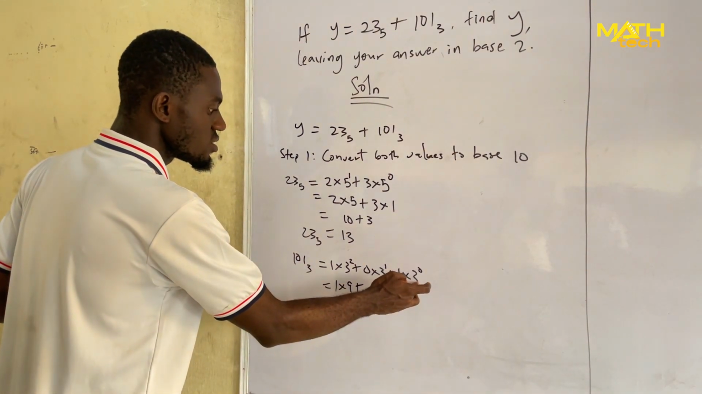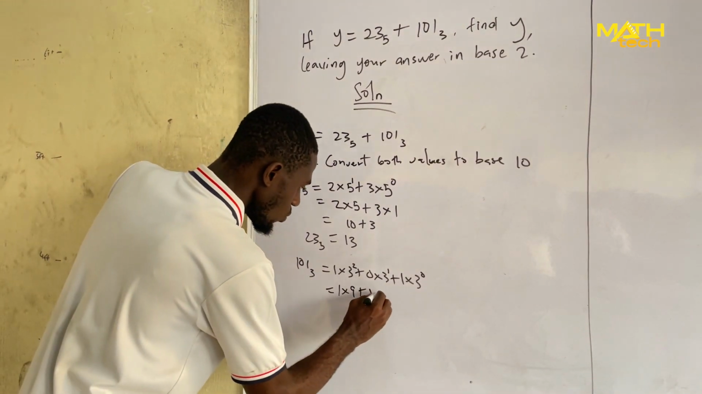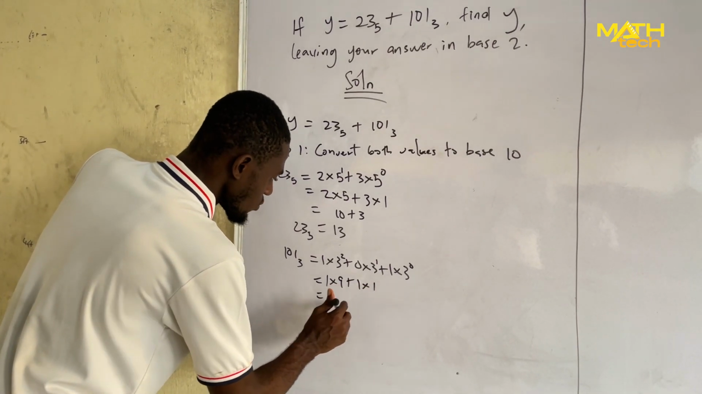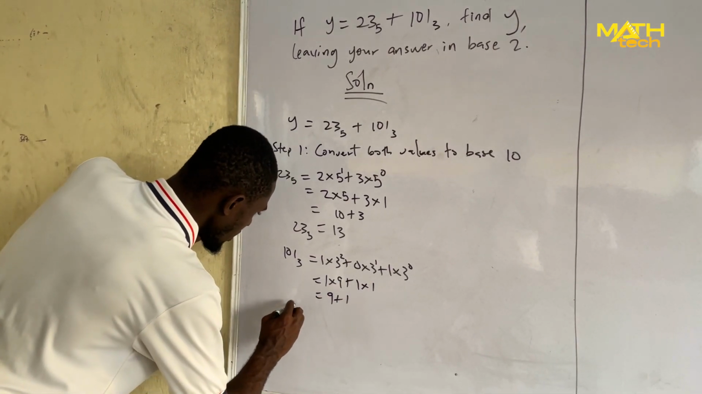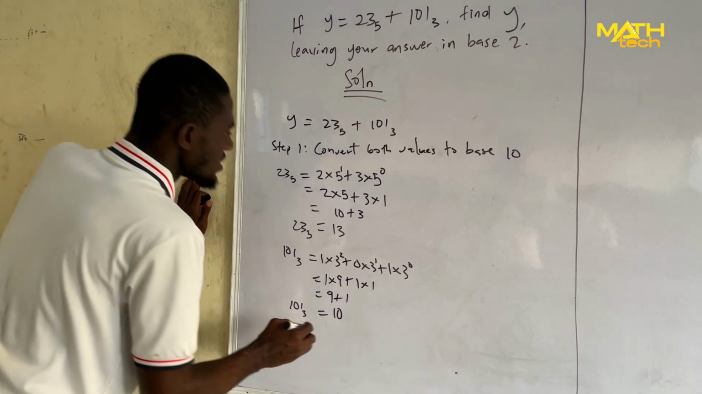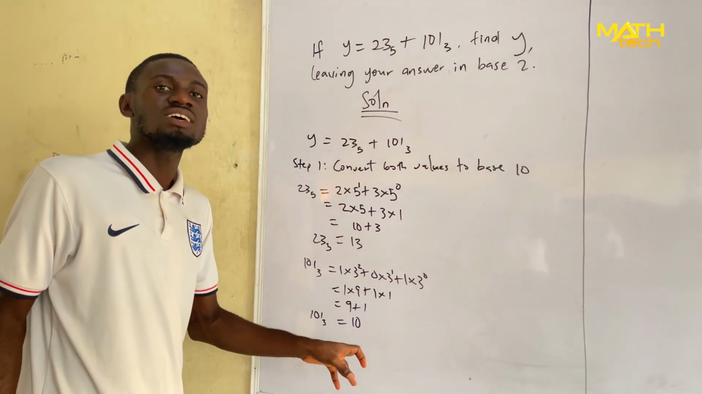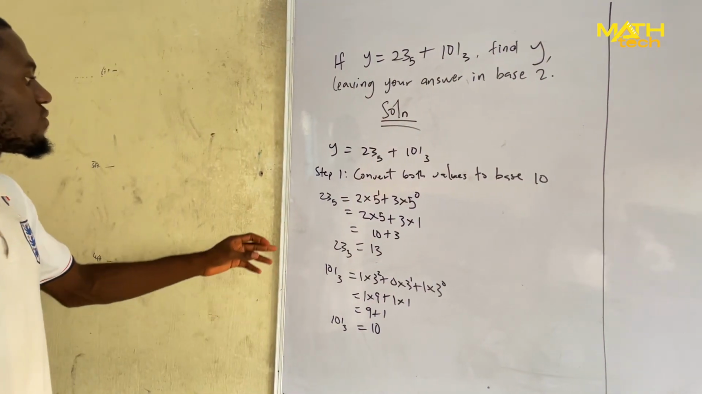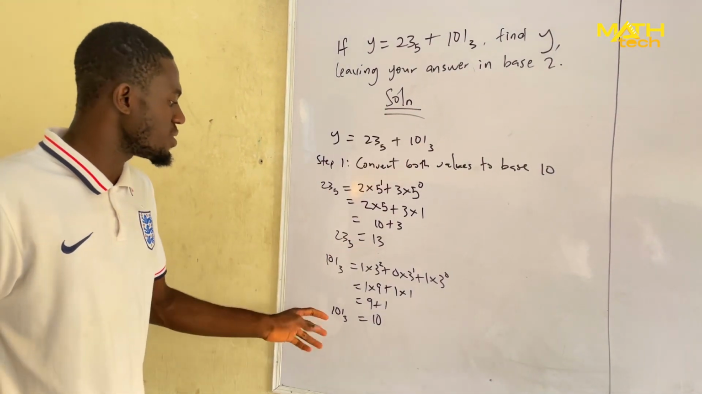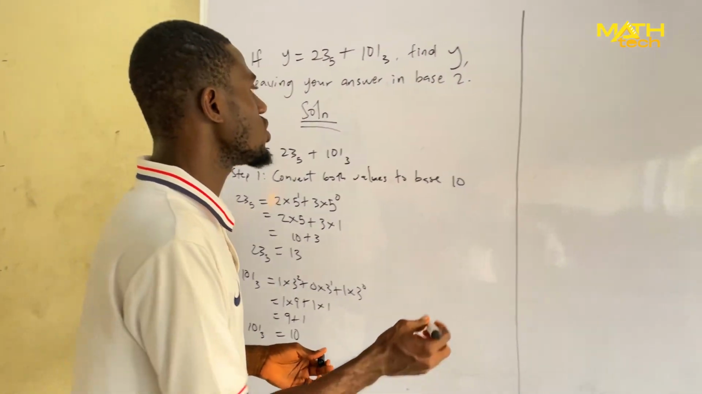And we come over here. 3 raised to power 0 here is 1. So 1 times 1 here. And here we have 1 times 9: 9 plus 1 times 1, which is 1. And 101 base 3 will be equal to 10. Now don't forget that this is in base 10: this is 13 base 10, and this is 10 base 10. So now we have successfully converted our base 5 to base 10 and also our base 3 to base 10. We can now add them successfully. So we can go with the addition.